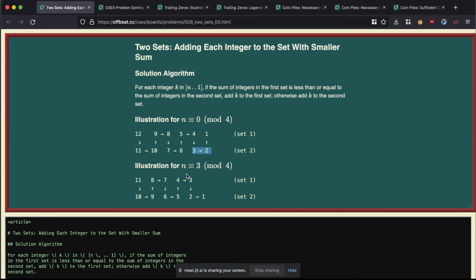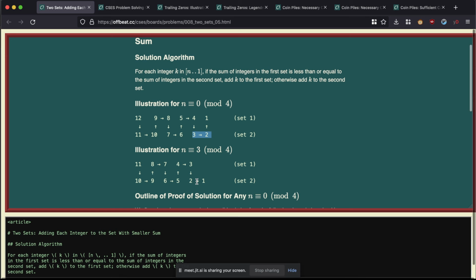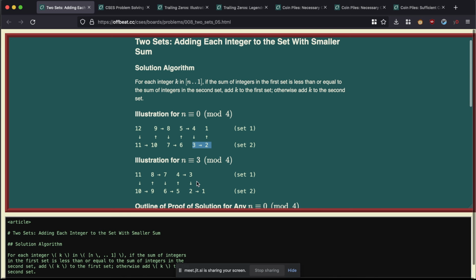What about n being a multiple of 4 plus 3? Let's take a look at that. So n being a multiple of 4 plus 3, this is how the solution will go. Again, the method is the same, except that in the end we are left over with something like this, where we have an extra number 1 in the second set.